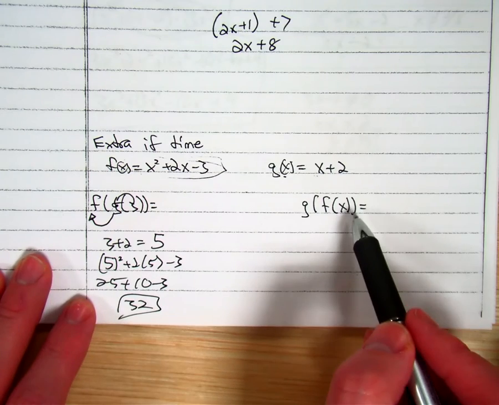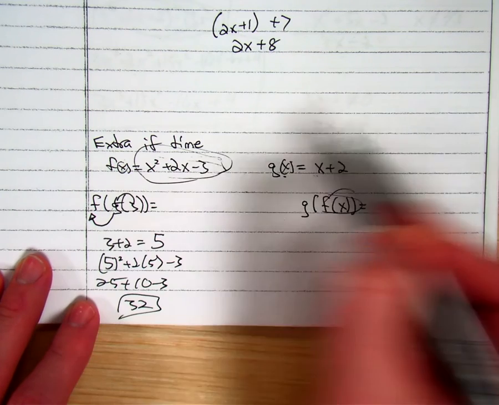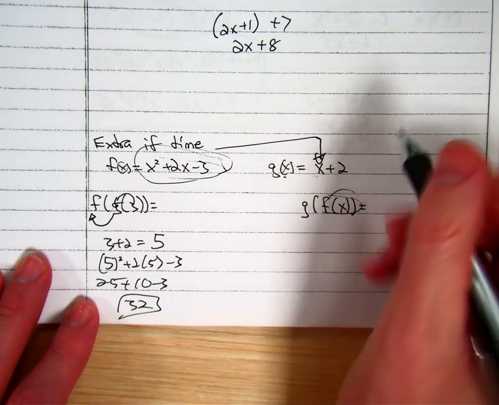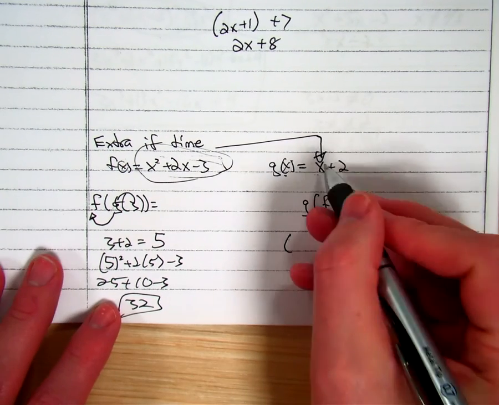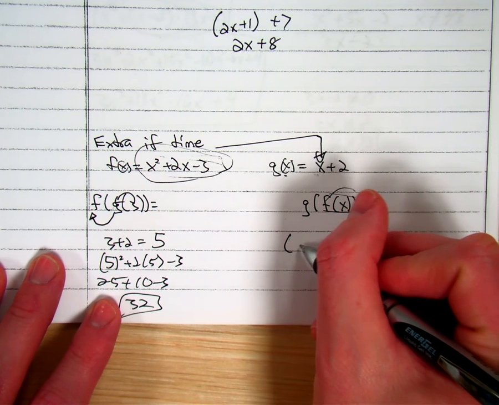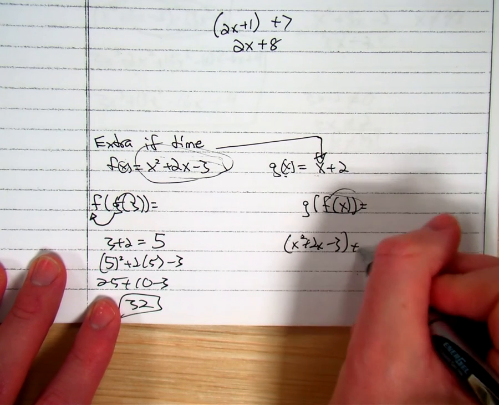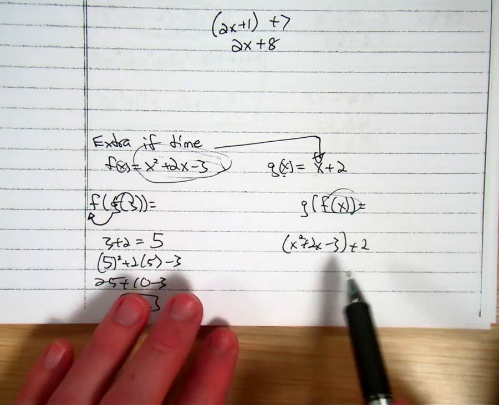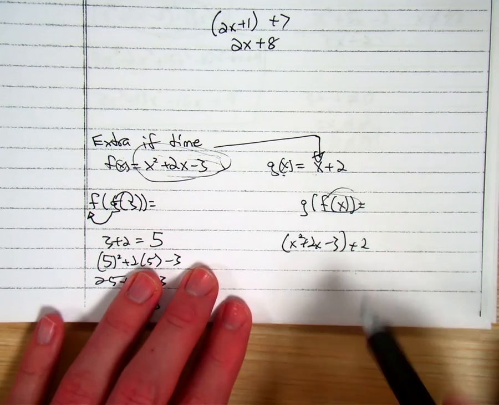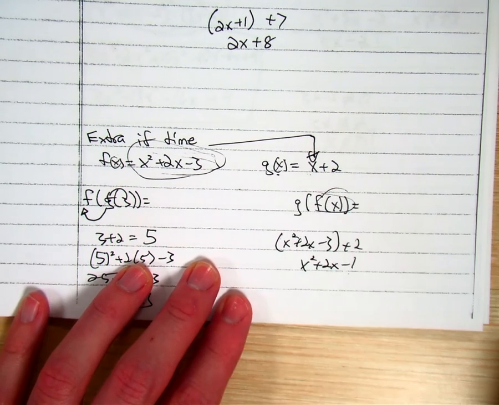G of f of x. No numbers, just letters. We're going to take the whole f of x equation and drop it in there for x. Not too bad, actually, because there's just x. There's nothing going on with that x. Let's go with x squared plus 2x minus 3 plus 2. So the only thing we can do is put the minus 3 and the plus 2 together. Ta-da!